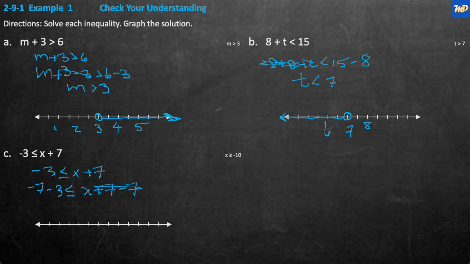Now the minus 7's cancel each other out. We're left with an x on this side greater than or equal to, and it's negative 7, and negative 3 is negative 10. So I'm going to write right here, I'm going to put negative 10. Here's negative 9, negative 8, here's negative 11. Okay, here's negative 12. Gotcha?